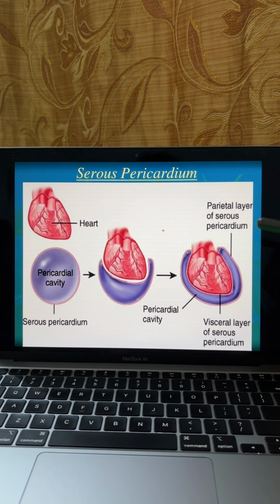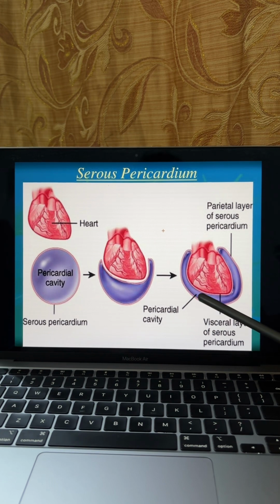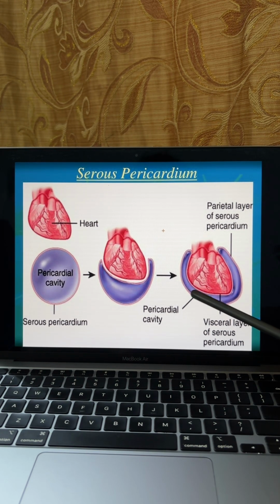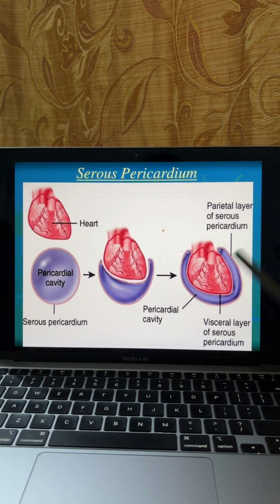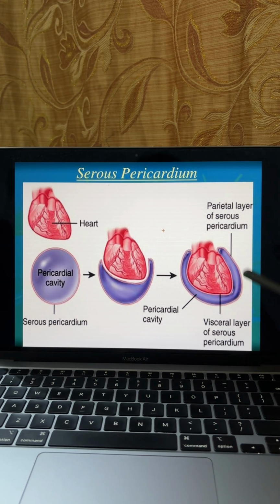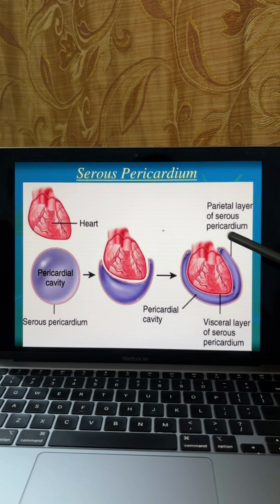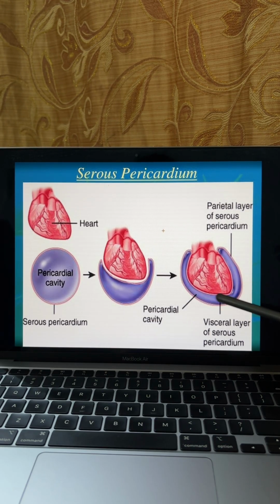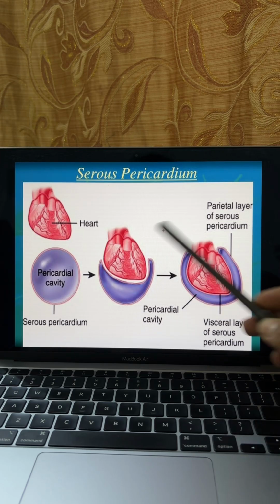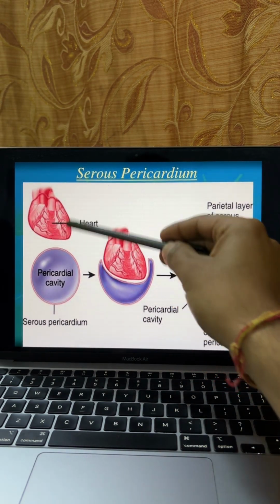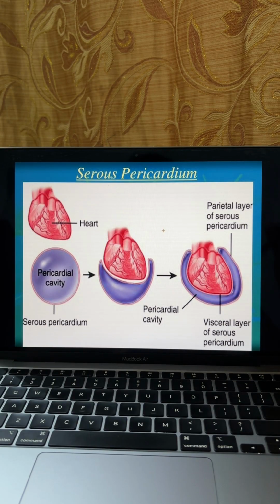That's the same picture as before. This is the pericardial cavity where the pericardial fluid exists, and if the fluid increases over here, as in cardiac tamponade, we also correlate clinically. The outer layer is the parietal serous pericardium. The inner part is the visceral serous pericardium. This is the serous pericardium, and this is our heart. We have the cut sections over here. So how is this formed?